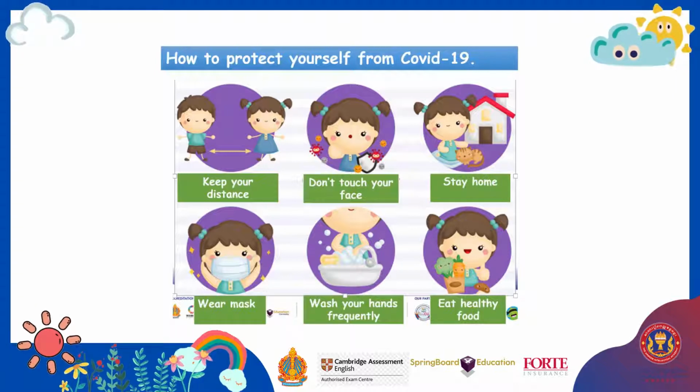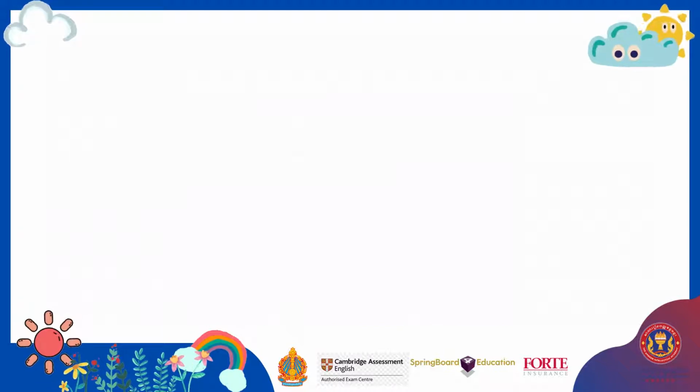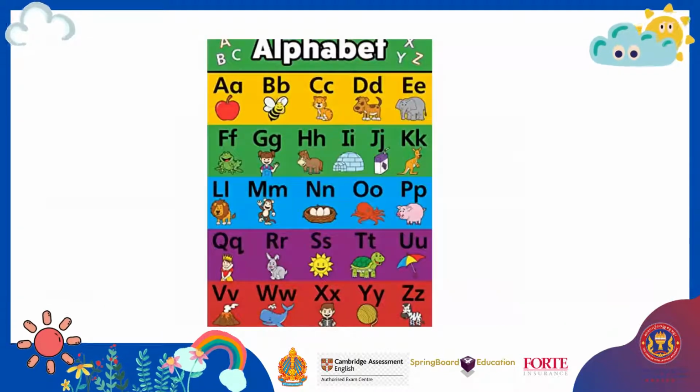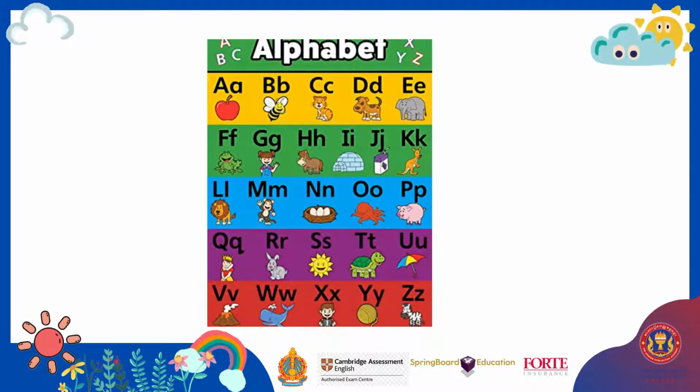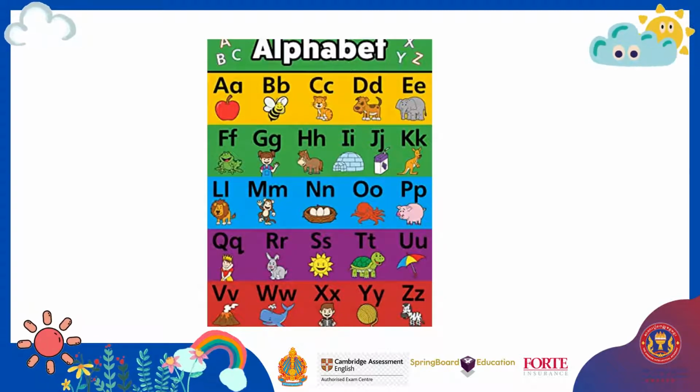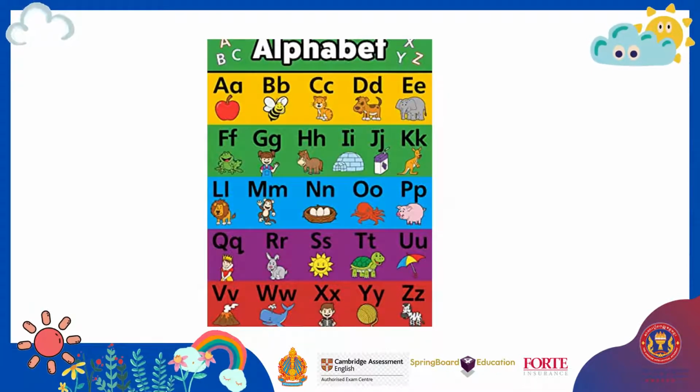Okay everyone, now let's count the alphabet together. Okay, let's start. A, A, apple. B, B, ball. C, C, cat. D, D, dog. E, E, elephant. F, F, frog. G, G, girl.